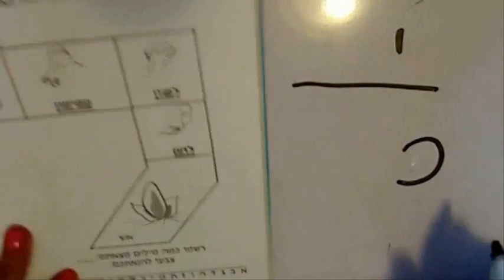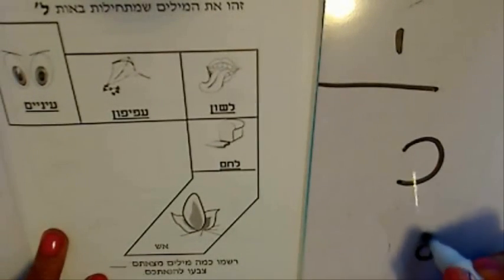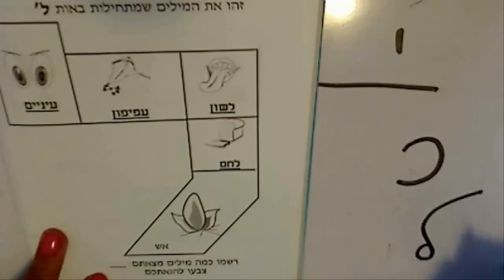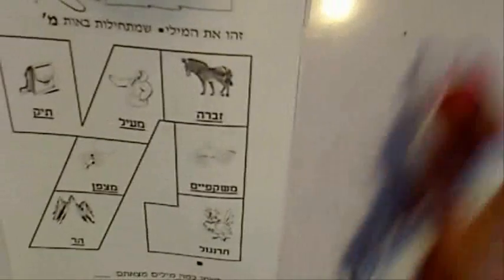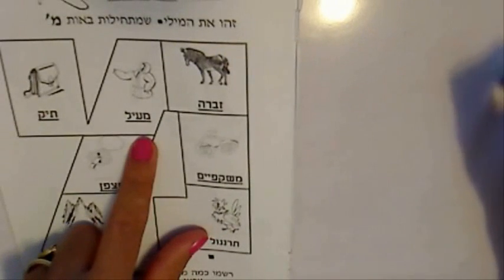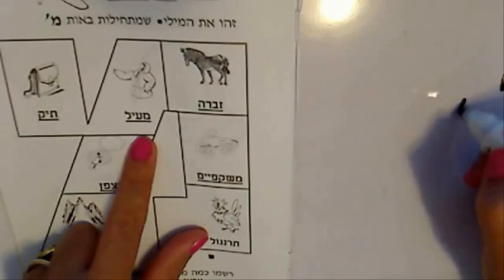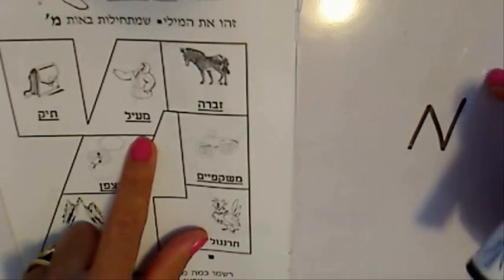And the Lamed is like this. Lamed in small letter is like this or like this. I'm going to erase it. Mem, our Mem is totally different, like this. Oh, you don't see it here. Mem. This is my Mem, like an N in English.